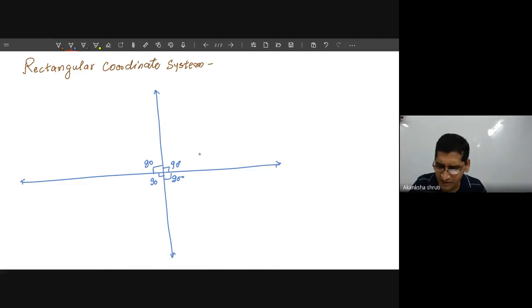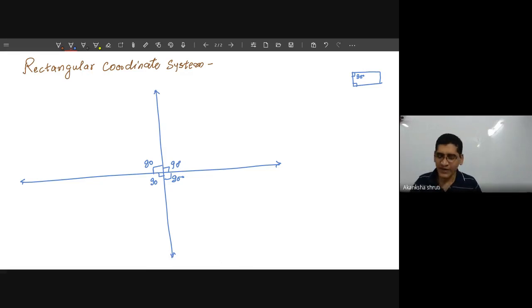Now, student, recall that if we consider a rectangle, what is the characteristic of a rectangle? The rectangle has the characteristic that each of its angles is 90 degrees. So that's why here we are observing that this plane, the plane of paper where we are drawing this, is now divided into four parts.